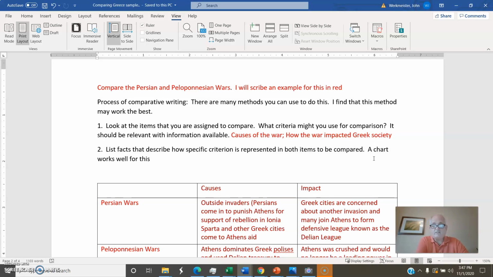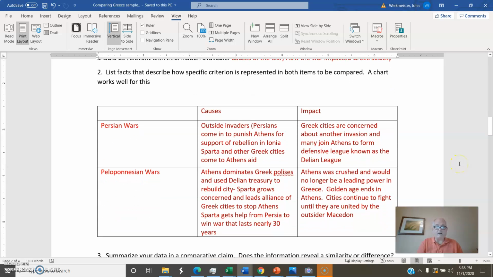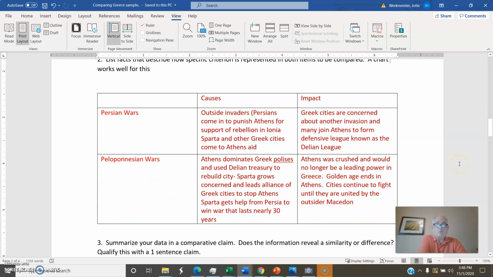Remember, when you're doing comparison, you have to have criteria. If you're comparing two cars, for example, you might want to look at the cost to own and maybe its function or utility. That way you're making a straight line comparison. So what I did was I have it abbreviated here in the table. For the Persian Wars and the Peloponnesian Wars, we look first at the causes and then the impact.